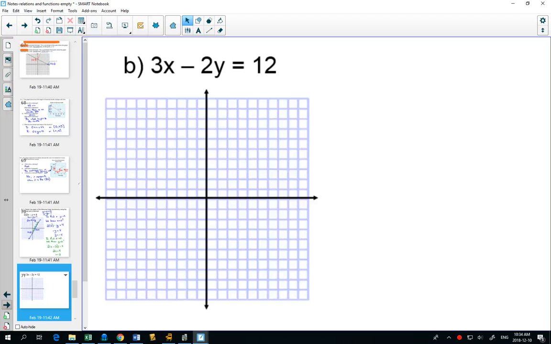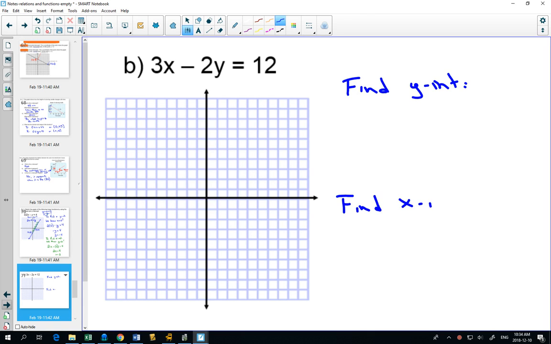So I'd like you to try this one on your own. In fact, I want you to try the next 2 on your own. You need to first find your y-intercept, and then find your x-intercept by plugging in 0 in the correct spot, and then draw those points and connect your dots for your line.